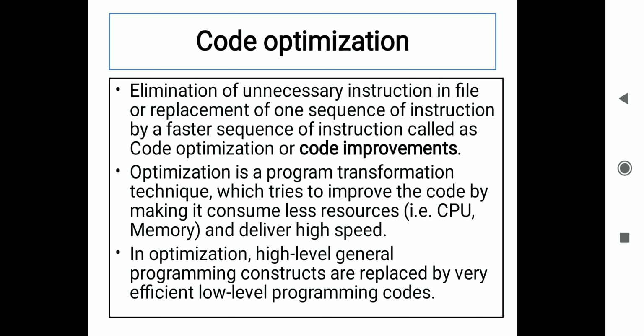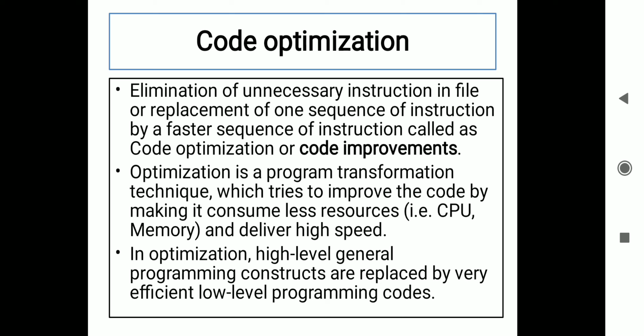Elimination of unnecessary instructions in a file, or replacement of one sequence of instructions by a faster sequence of instructions, is called code optimization. So optimization is a program transformation technique which tries to improve the code by making it consume fewer resources, that is CPU and memory, and deliver high speed. In optimization, high-level general programming constructs are replaced by very efficient low-level programming code.